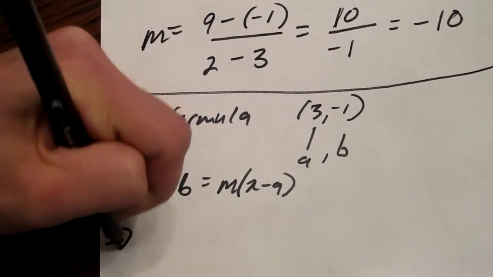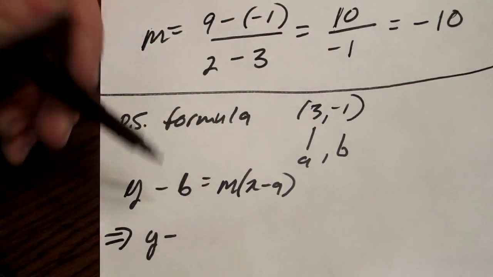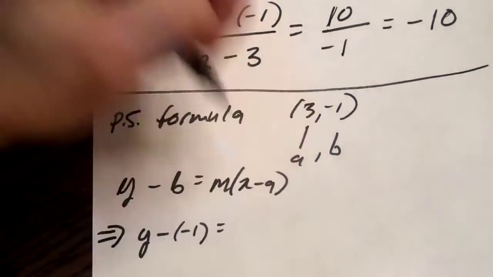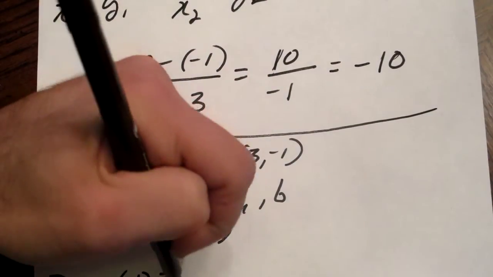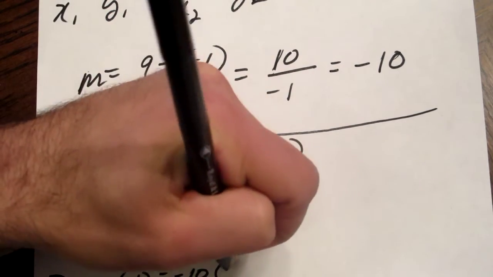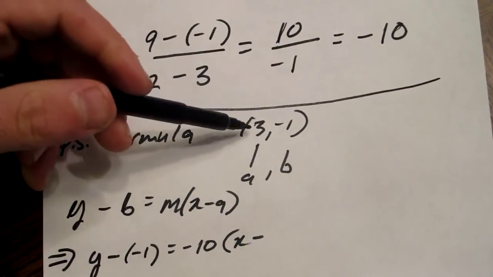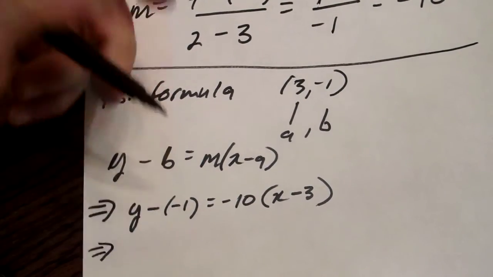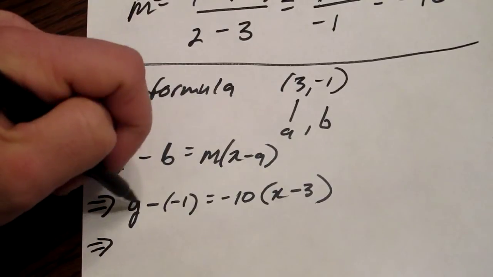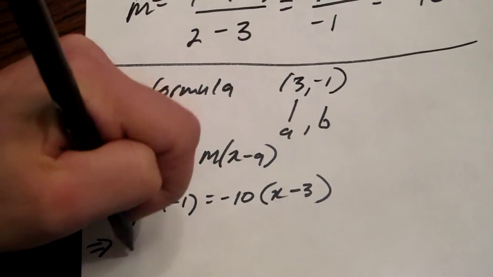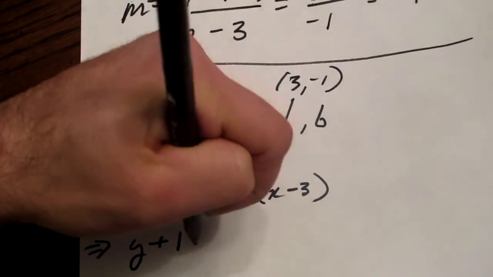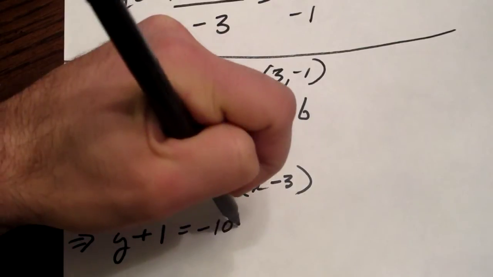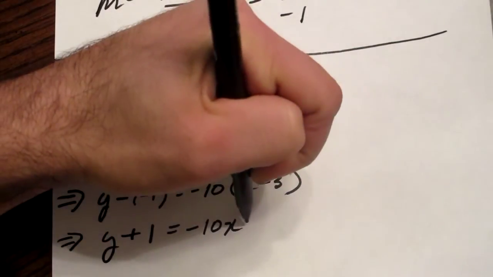So for us that means y minus b, which is minus 1, is equal to m, which is minus 10, times x minus a, which is 3. Then we'll just go through this. So that's y minus a minus 1, y plus 1 is equal to minus 10x plus 30.